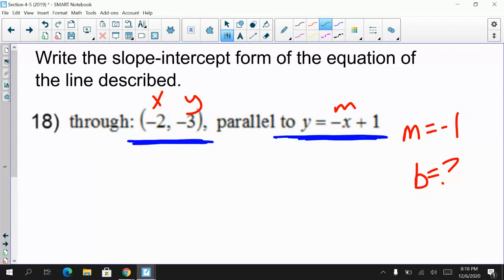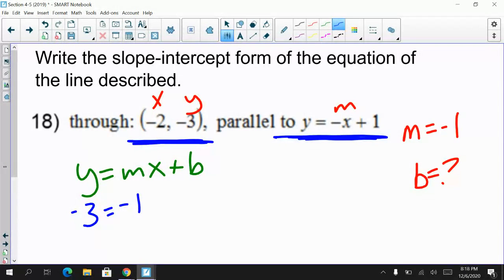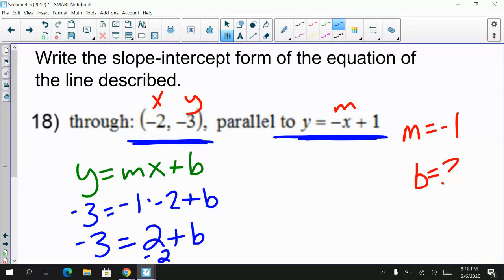So let's take my equation. y equals mx plus b. And let's plug in and let's find b. We've done this before. So y is -3, m is -1, and x is -2. Solve for b. So -3 equals -1 times -2, which is +2. Subtract 2 from both sides, and b equals -5.